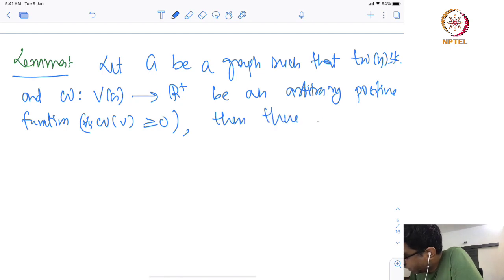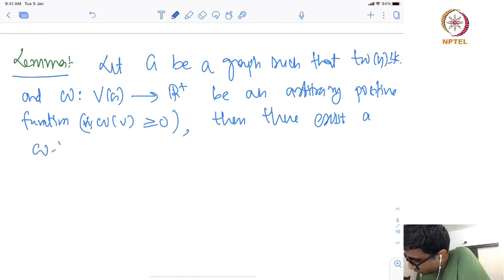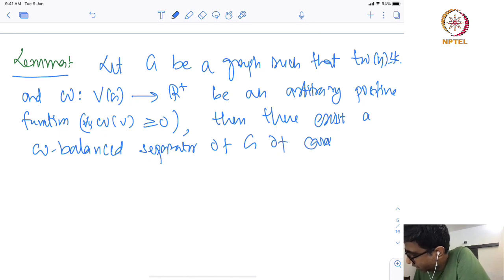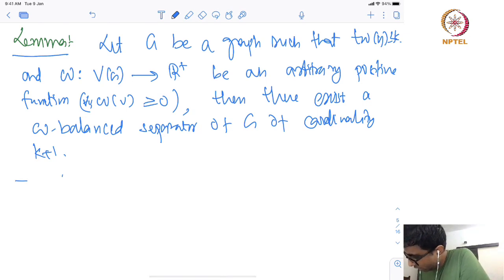Then there exists, let's say, a W balanced separator of G of cardinality k plus 1. Okay. So what does this tell us? It tells us that, look, you are giving me a graph G, and there is a weight function W.